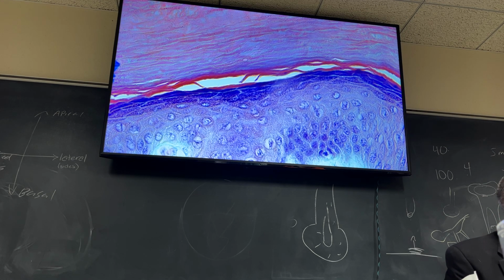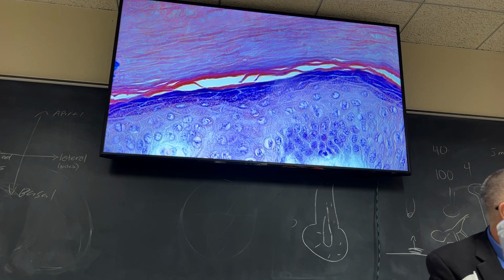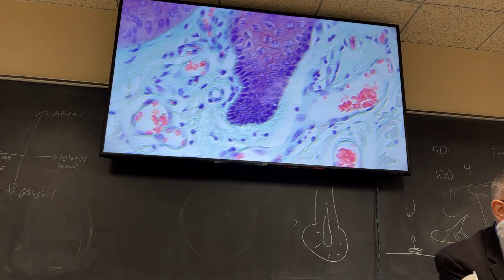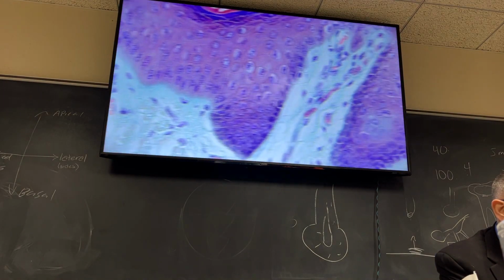No questions? Pretty straightforward, right? Specialized cells, you've seen a lot of these, right? So let's look here. There are melanocytes in the stratum basale.